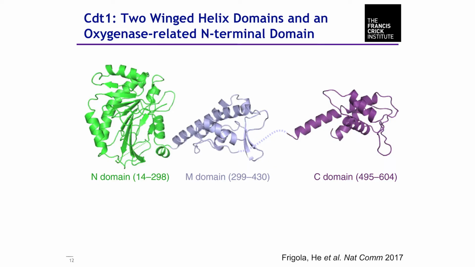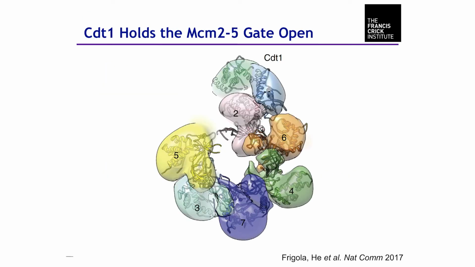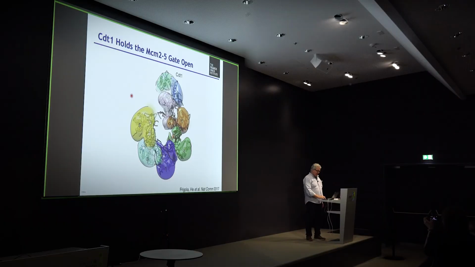What Cdt1 does in budding yeast is something very important, and that is it binds to MCM2 and MCM6, and as you can see here, it holds the ring open between the MCM2 and 5 subunits. We often call that the MCM2-5 gate.